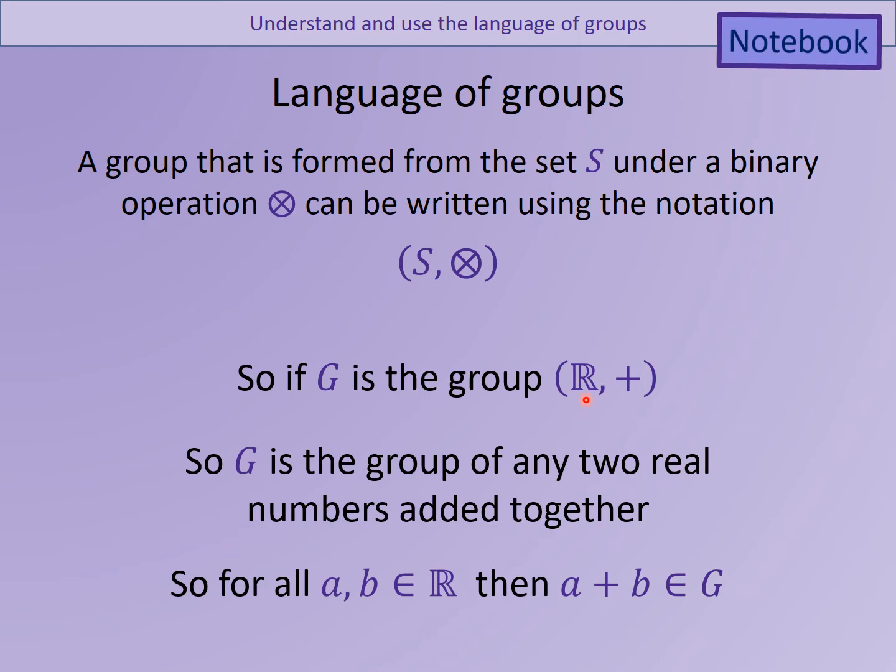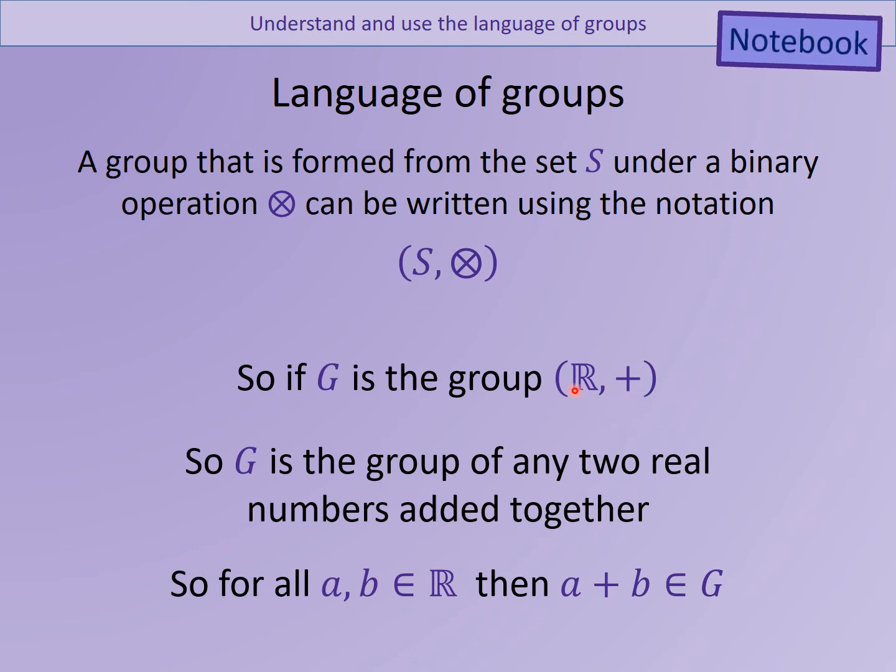It's closed. Is it associative? Yes, addition is associative. It doesn't matter which way around you do it. So it's closed, it's associative. Does it contain an identity? Yes, it contains the number 0. 0 is in the real numbers, and 0 is the identity under addition.